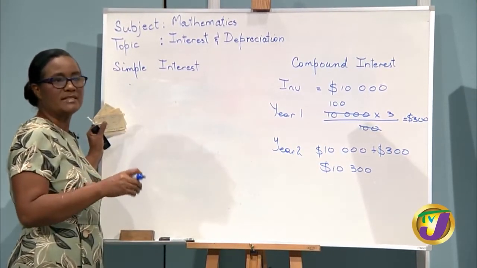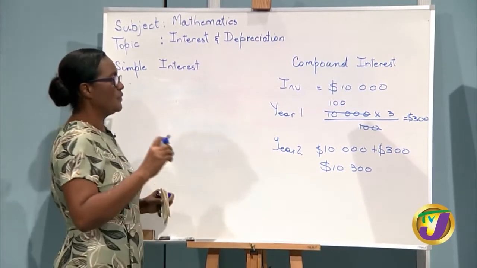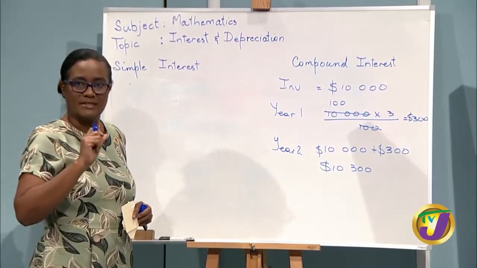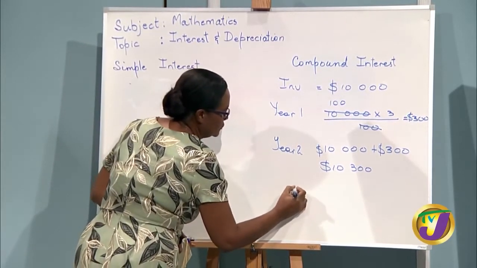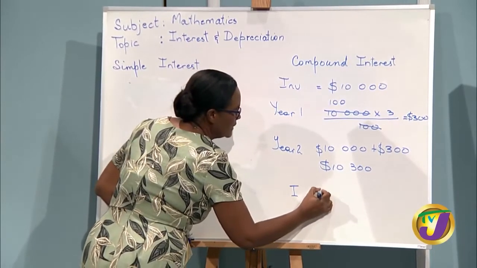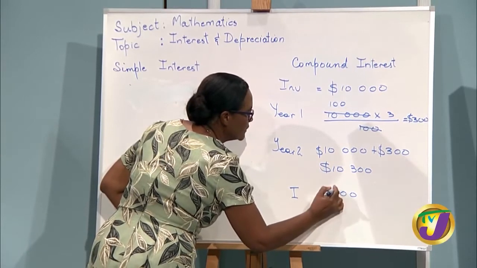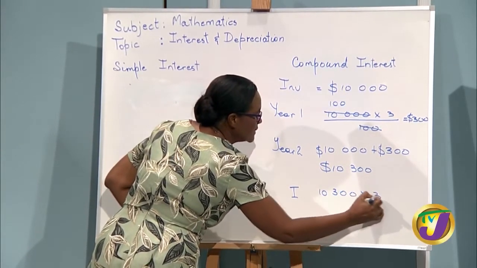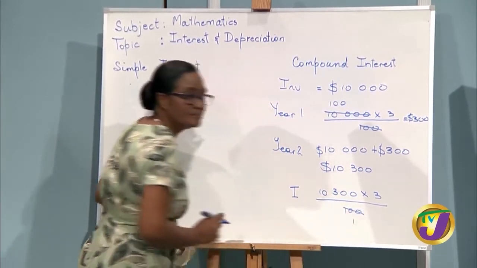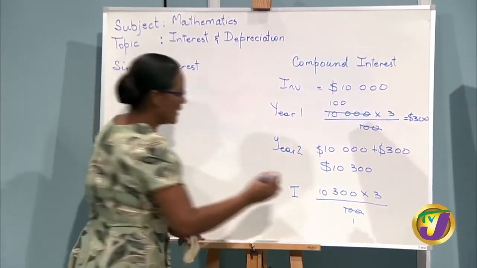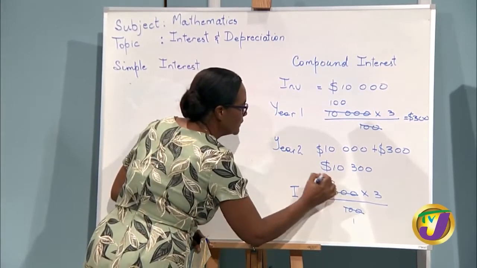So with the compound interest, the principal in the second year would increase by the interest that he got. So let's calculate the interest in the second year. It would be the principal, yes, 10,300 now, times the rate of 3%. Let's cancel by 100, and we're also canceling by 100 again. What's your answer? 103? Very good.